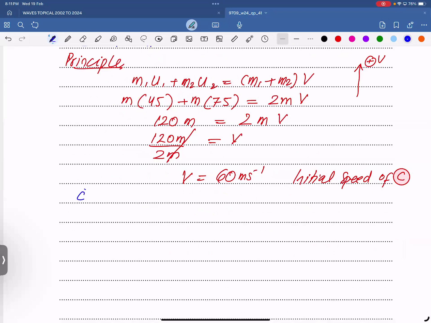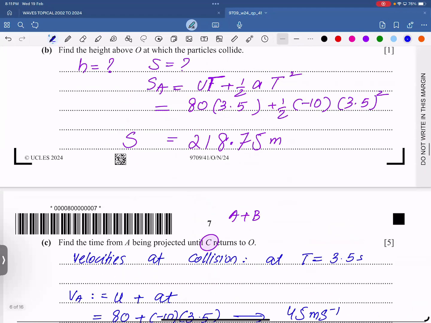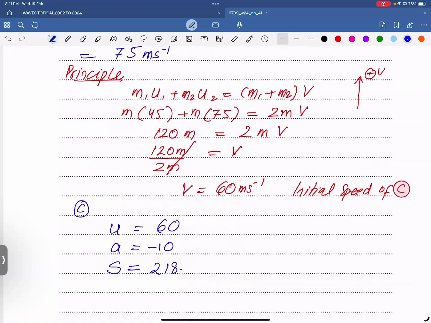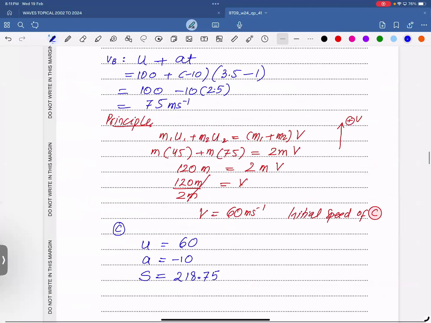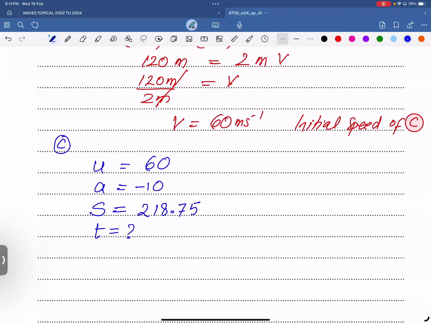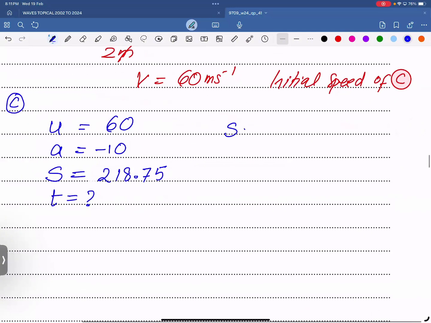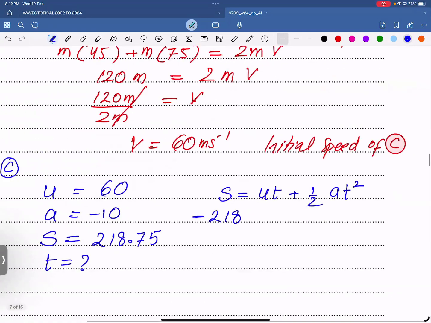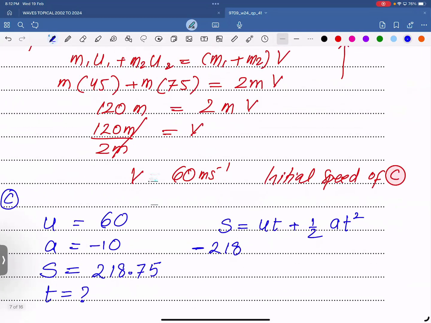we took positive velocities for up. So now I will go for C. The initial speed is 60. Acceleration is negative 10. The height we found is 218.75. And we need to find the time taken. So first of all, we will choose the equation which has these letters. s is equal to ut plus half at squared. This time we are going to find once it starts to move. So 218.75, now it's very important, we will use negative. Why? Because this motion is up, but the final displacement is down.